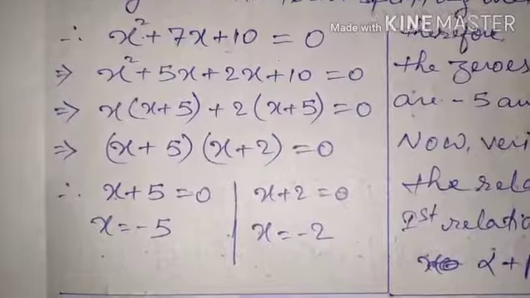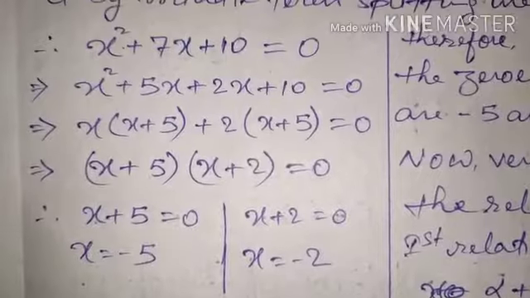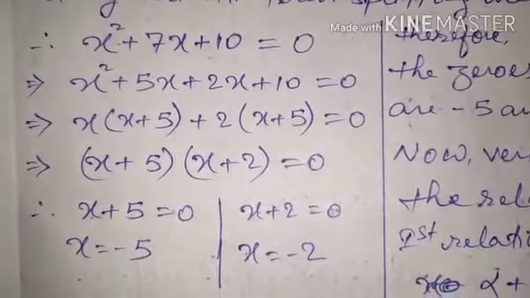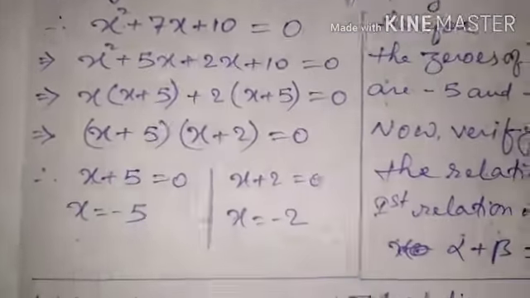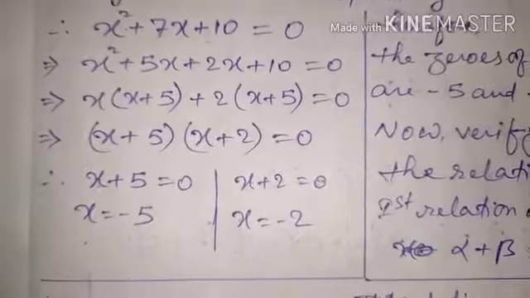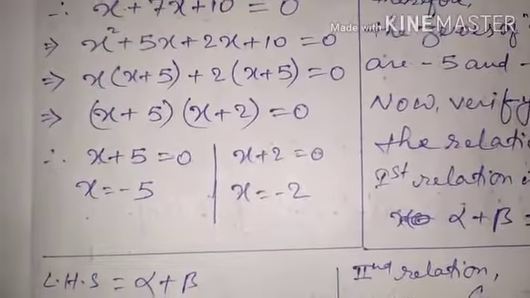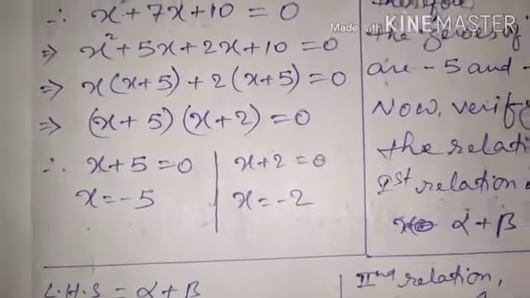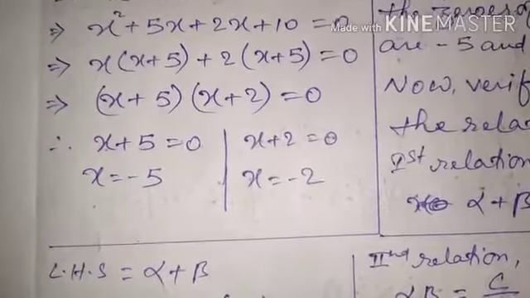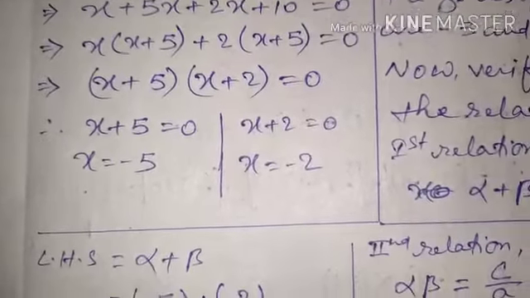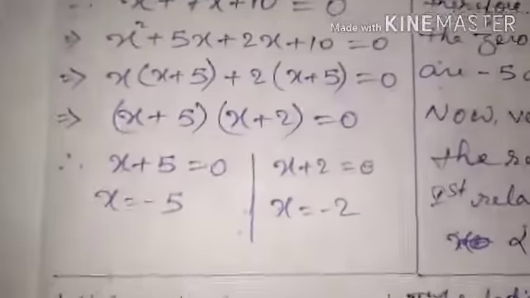So we are going to split 7x into two parts, 5 and 2. The 5 and 2 must add up to 7, and 5 multiplied by 2 should give us 10. In this way we split our middle term, 7x, and just after that we use the common factors method to find the zeros. We take out the common factors from the first two terms and the second two terms, and then again take the common factor. So x plus 5 is the common factor, so we are taking that.